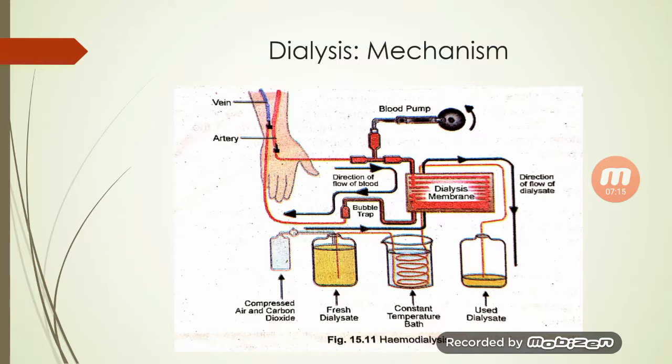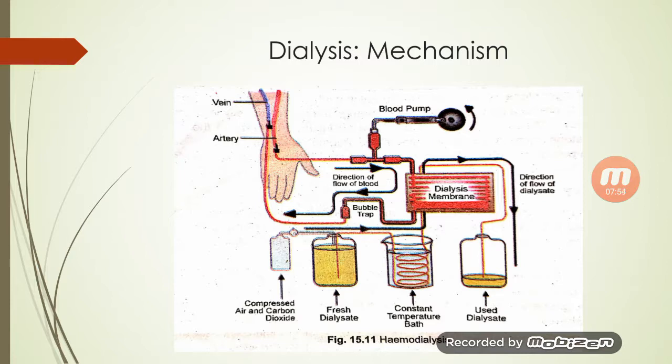it gets cleaned up by taking up the essential ions which are required in the body and losing the toxic materials, the nitrogenous wastes, into the dialyzer fluid. The cleansed blood then returns to the body through a second catheter that is attached to a vein, and it will carry the blood back to the patient.